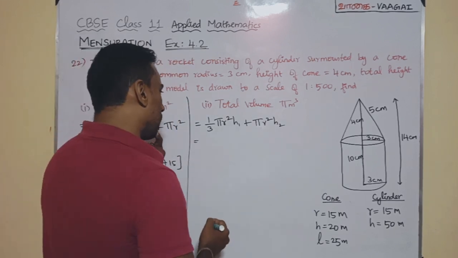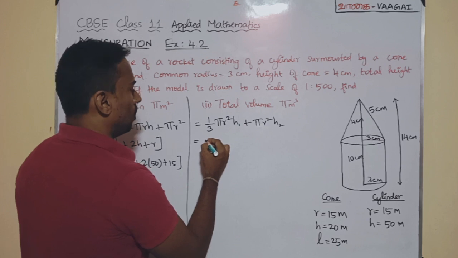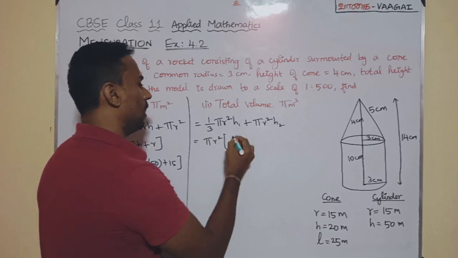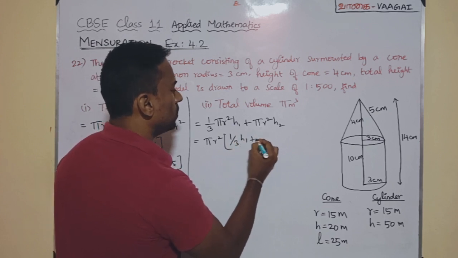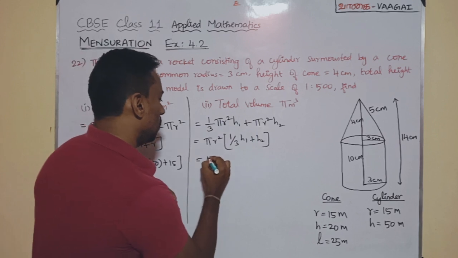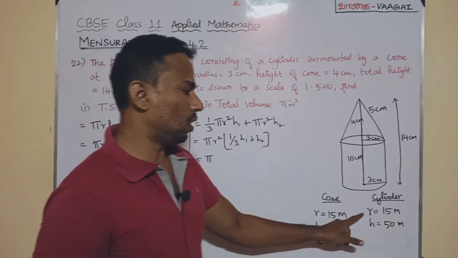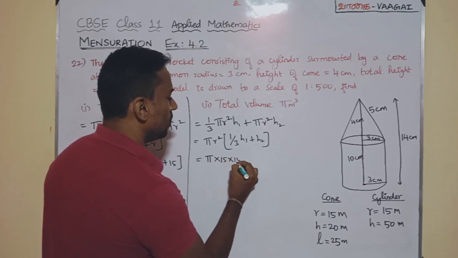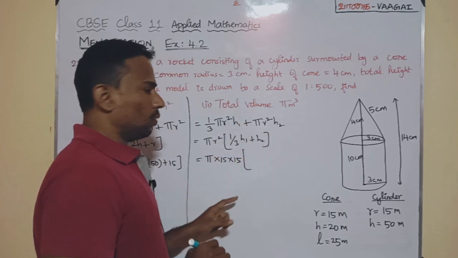So this is equal to, now once again I can take pi r square as common outside. So pi r square, when I take it common, I will have 1 by 3 h1 plus h2. This is what I will be getting. So what next I will have is pi into, what about r square? Now r square is going to be 15 square. So this will be 15 into 15 into, now inside I will be having what?